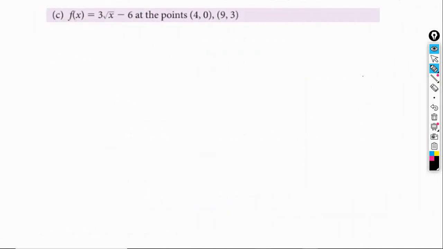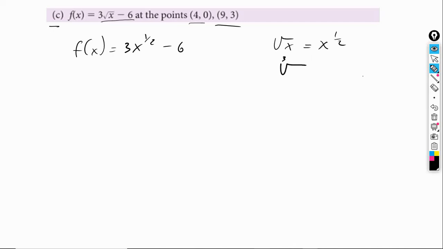Okay, so now we are going to do letter C, which says f of x equals 3 square root of x minus 6. And we are going to do the same thing for the points 4, 0 and 9, 3. So notice that we can rewrite f of x as 3 times x to the 1/2 minus 6. Recall that if you have square root of x in exponential form, that's going to be x to the 1/2. Just like if you have cubic root of x, that would be x to the 1/3, and so forth. So we have to find the derivative of this expression here.